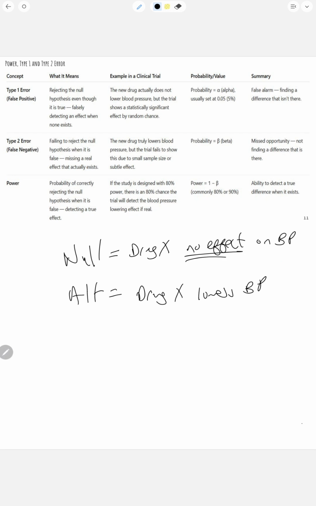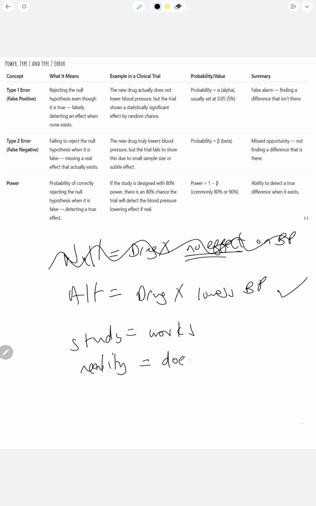All right. Now, say we reject the null hypothesis, and we accept our alternative hypothesis, meaning we say our drug X lowers blood pressure. We conclude this from our study, but in reality, it does not work. So our study showed the drug works. In reality, it does not work. What we have done here is we have made a type 1 error.